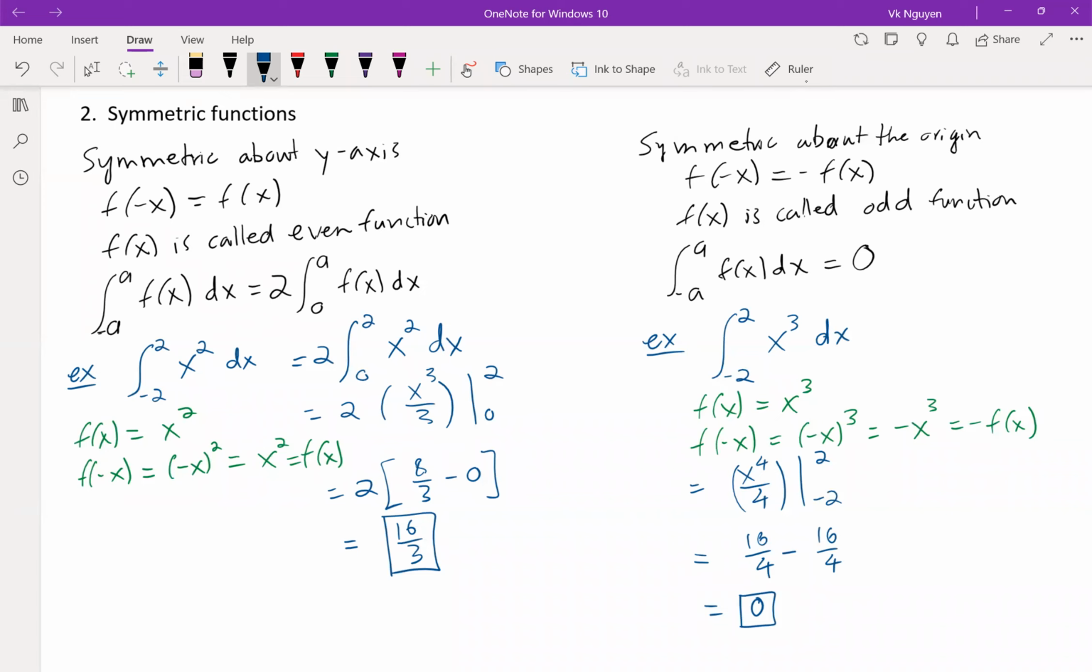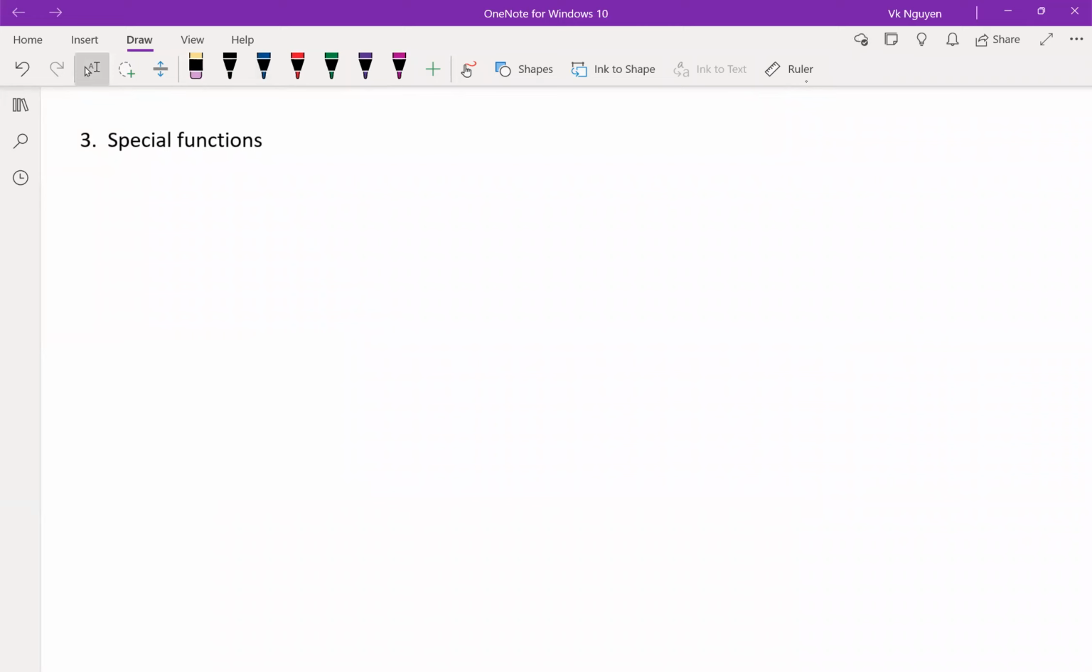There are some special functions that I want us to take a look at. The first special function is the integral from 0 to 1 of square root of 1 minus x squared dx. Well, we cannot get rid of the square root. So how do we find the antiderivative of this function? It is not possible. There must be another way to do it.